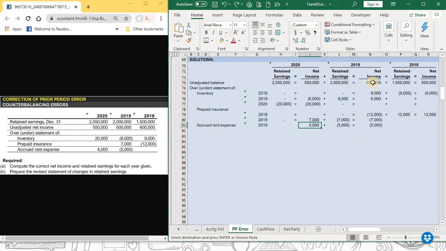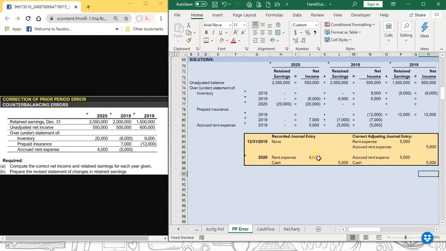And since the overstatement of the 2019 net income resulted in the understatement of 2020 net income, the retained earnings at the end of 2020 is already correct and adjusted. That is why there will be no more adjustments to the retained earnings at the end of 2020. So to better illustrate the reasons for the understatement and overstatement of the 2019 and 2020 net income, let us look at these journal entries.